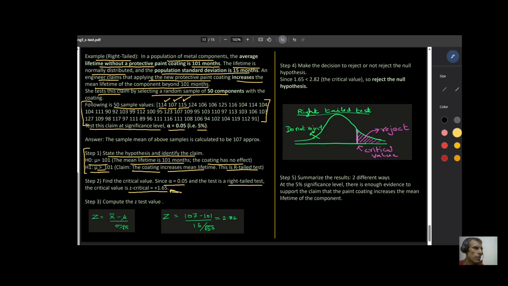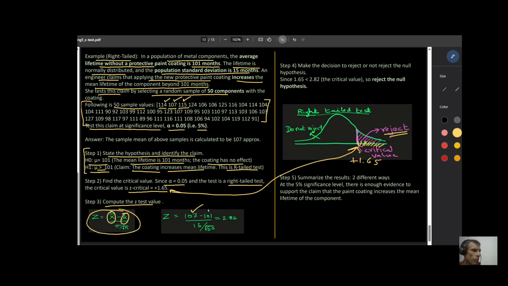Now this value right here is my plus 1.65. This is my critical value. So anytime my z value falls over here in this range, we are going to reject the null hypothesis. Okay, so let's compute our z test value. This is the formula I'm using. Your x bar is your sample mean, and this is your population mean. I substitute my sample mean, I put my population mean, and I divide the standard deviation by the root of the sample size. And my answer comes out to be 2.82.